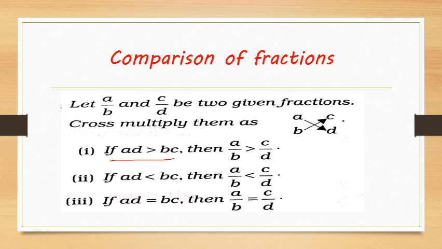If AD is greater than BC, then we can say that A by B is greater than C by D. Similarly, if AD is smaller than BC, then A by B is smaller than C by D. And if AD is equal to BC, then we can say that A by B is equal to C by D.